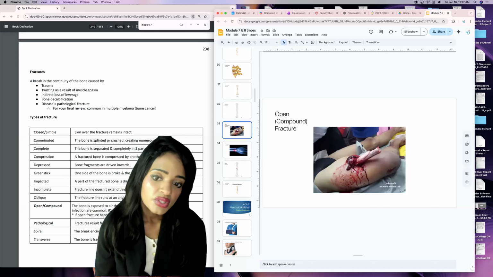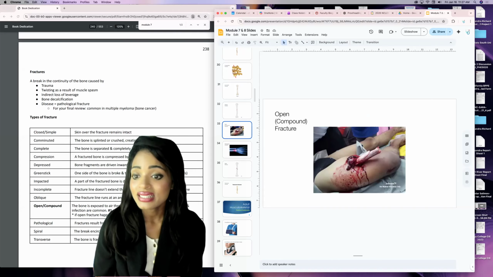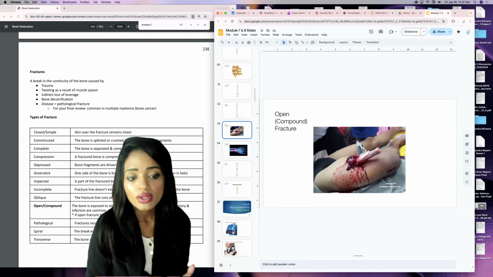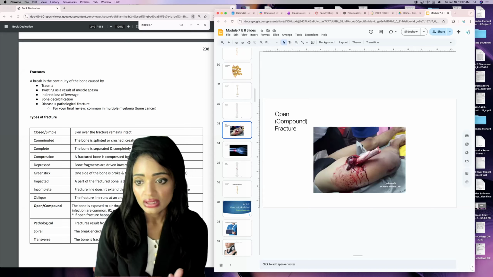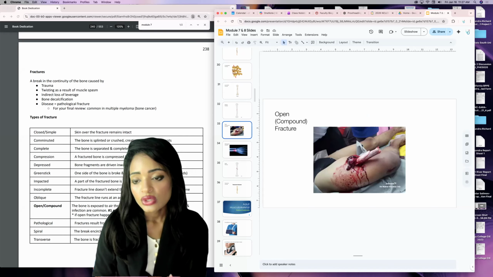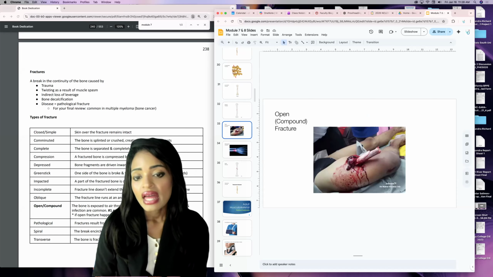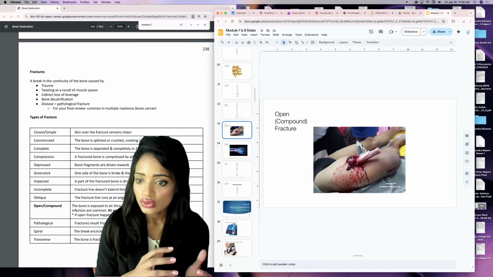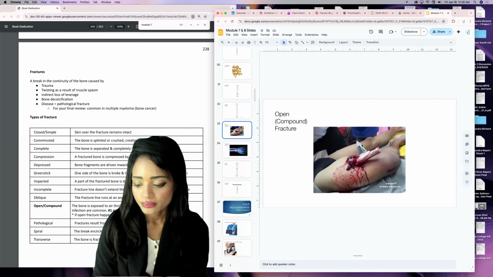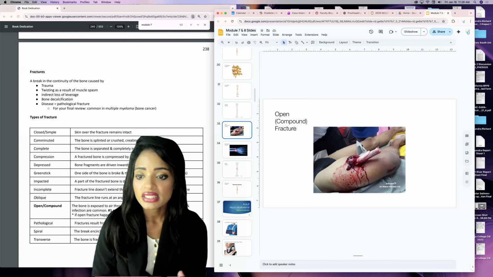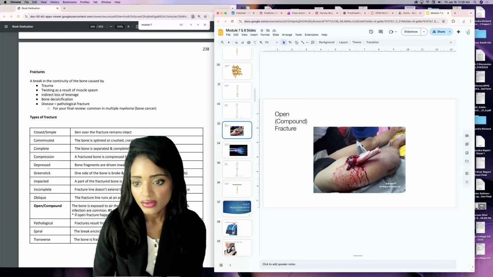Open compound fracture, this is the most important one, where the bone broke and it's sticking through the skin. And the number one priority for the nurse is to prevent infection. And we're going to learn, because osteomyelitis is a very, very severe infection that can lead to sepsis and death very quickly, because the bone has access to a large blood supply. It's very vascular. It's very much connected to the blood supply. So it's very easy for a bacteria to hop in and cause a severe infection.